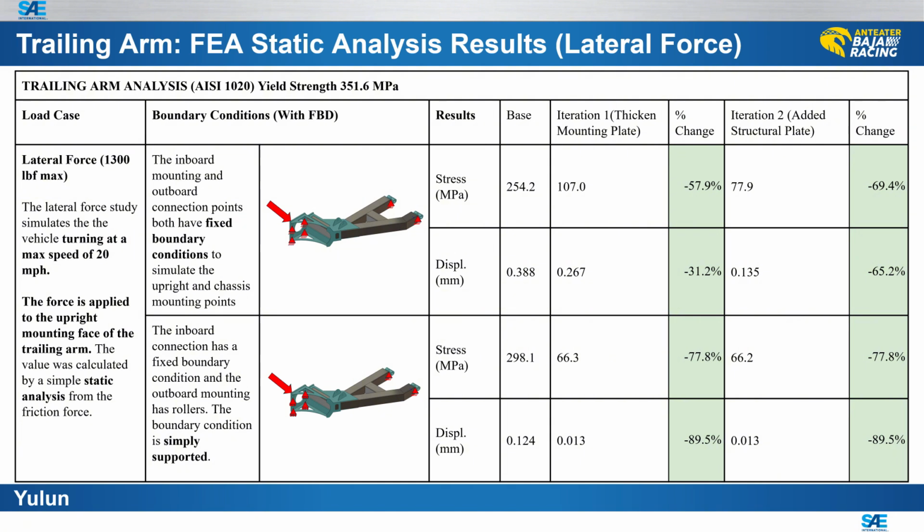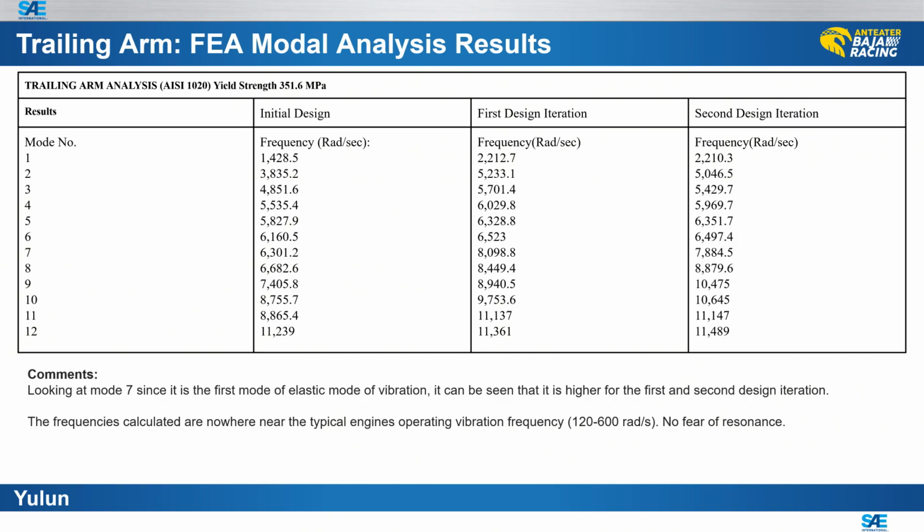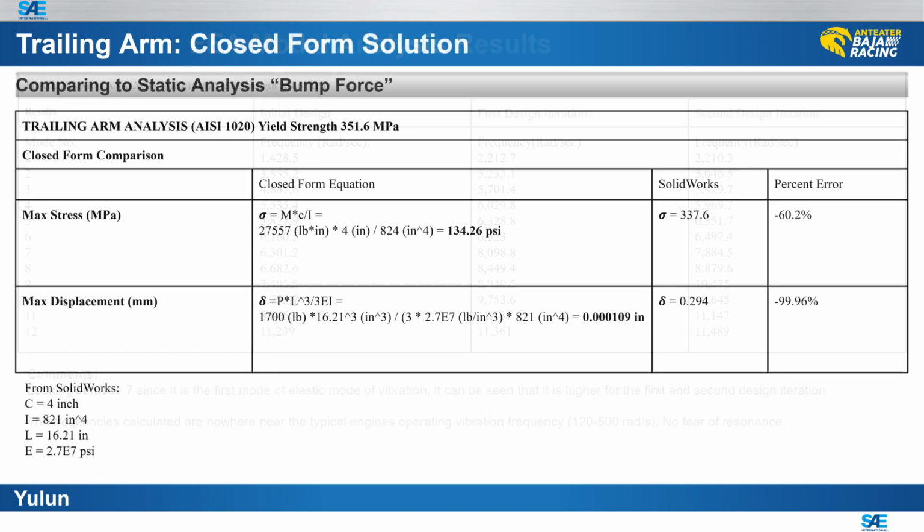The biggest stress on the slides from bump force, 337 megapascals, was still within the yield stress of 351 megapascals, meaning no yielding. Through modal analysis, resonant frequencies increased compared to the base design. Since it is nowhere near the frequency at which the engine vibrates, there is no concern of resonance. The closed-form solutions for the max stress and displacement, computed with the geometry values and material properties from SolidWorks, are conservative compared to the FEA results.